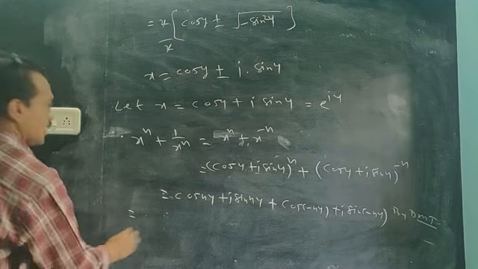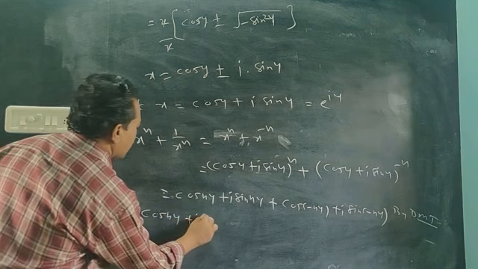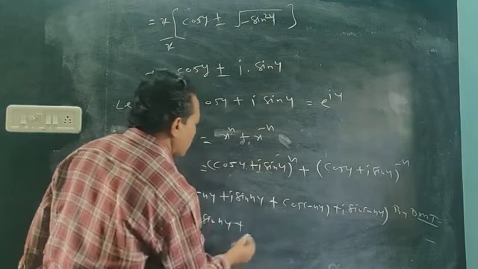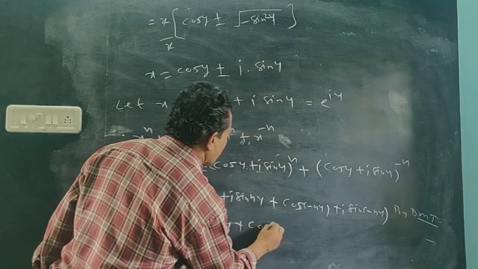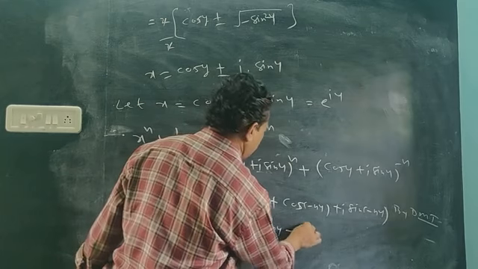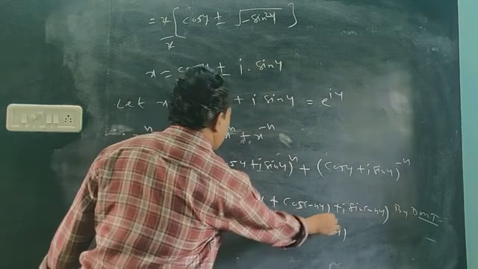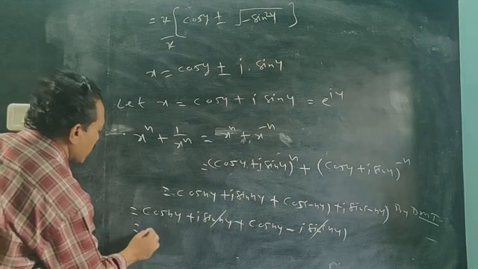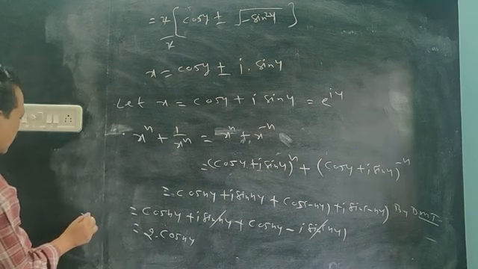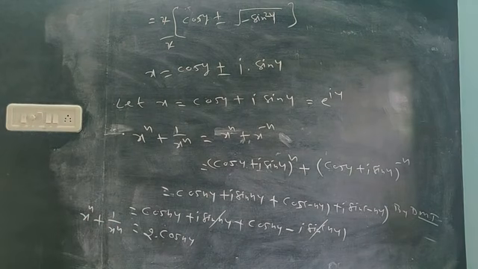Here we use DMT, means De Moivre's theorem, in both. Now solve. So cos of n y plus i sin n y as it is. Cos of minus x is cos of x, the same, so cos of n y only. And sin of minus x is minus sin of x, trigonometry. So the i sin terms cancel. Cos plus cos is 2 cos of n y. This is the first answer: x raised to power n plus 1 upon x raised to power n.